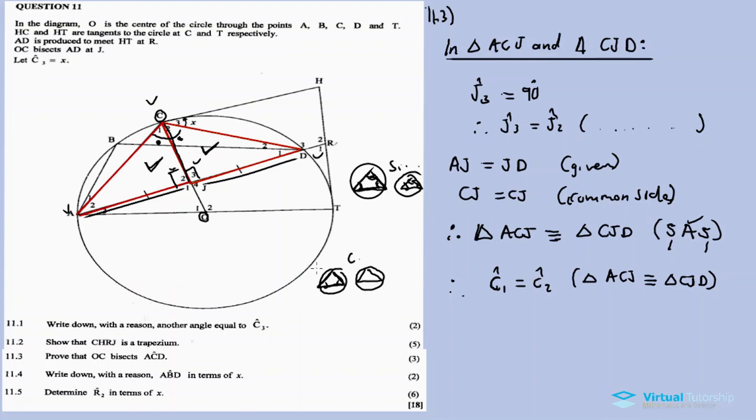Now we go to 11.4. We finish 11.3 by proving congruency. You just proved that these two angles are in fact equal to each other. Boom, we finish here. Then we go to 11.4: write down, with the reason, angle ABCD in terms of x. In terms of x, so let's do this. Okay, I think let me erase here first.